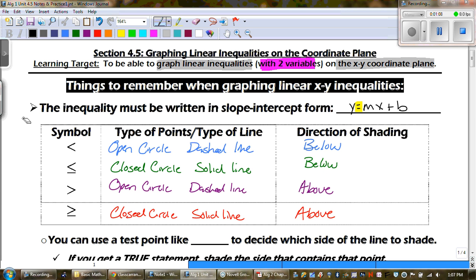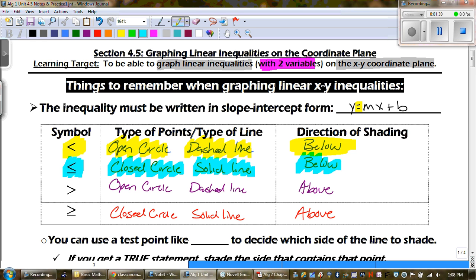Okay? So, things to notice. The symbol is less than, okay? Our first symbol, it's an open circle, which means it's going to have a dashed line. And when we shade it, it's going to be below. Okay? Less than or equal to, it's a closed circle with a solid line, and we would shade below for that. And you might be like, oh, Mr. Grice, solid, dotted? What are you talking about?